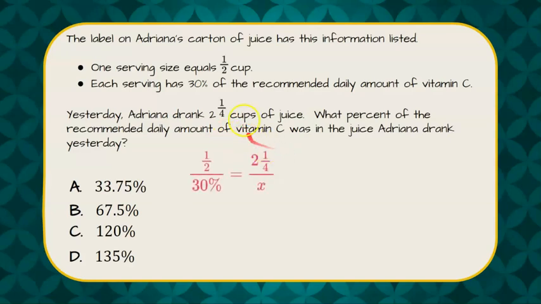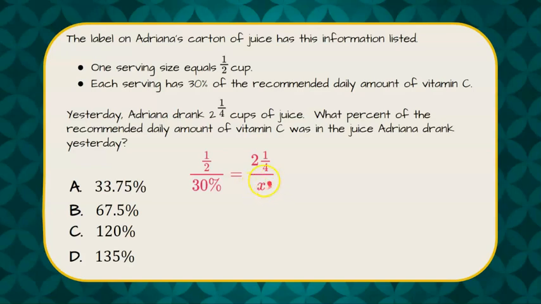So we know that 1/2 of a cup is 30% of her daily amount. We want to know what is the percent of her daily amount if she drinks 2 1/4 cup of juice. So this is a proportional relationship. So our first ratio is that 1/2 of a cup gives her 30%. So therefore, we want to know 2 1/4 cup gives how much of a percent.